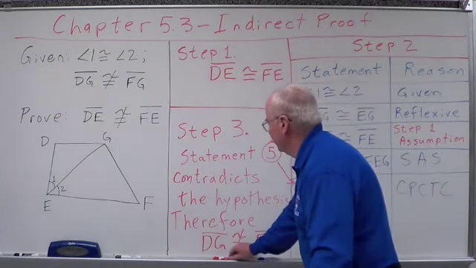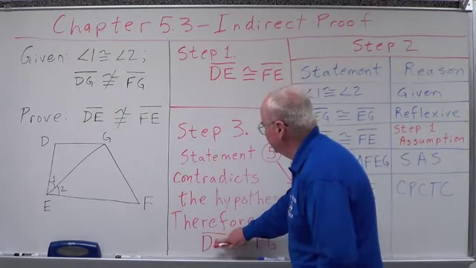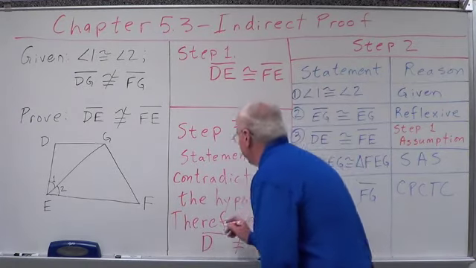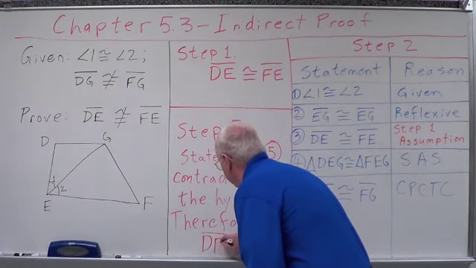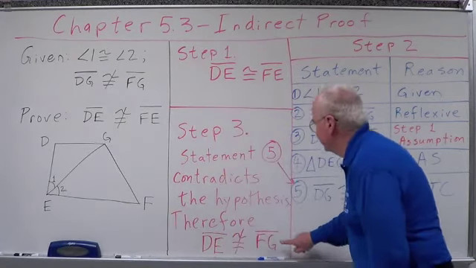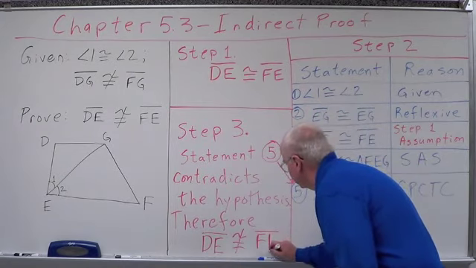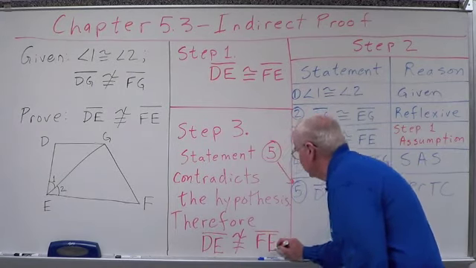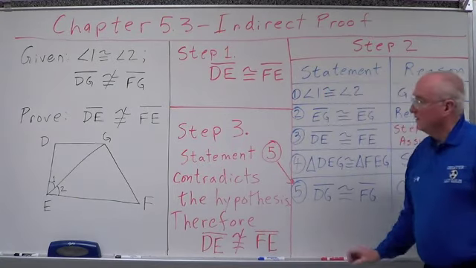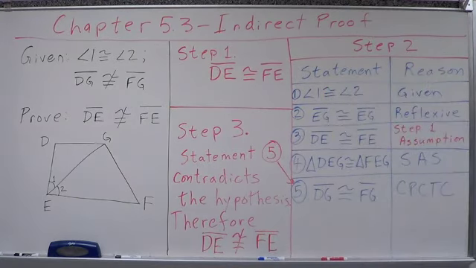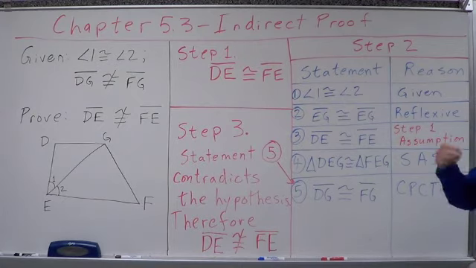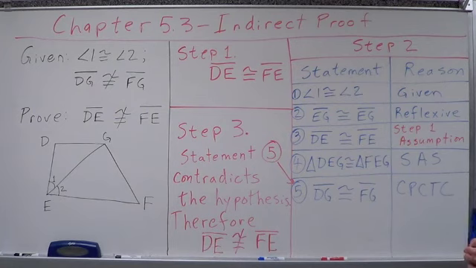must be true. So let's change this. This should actually say what? Then DE is not congruent to FE. Okay? In indirect proof, using a formal geometric proof, okay, to prove that the original conclusion is true.